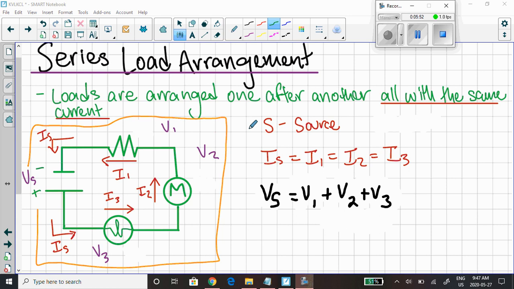Now, most circuits don't have just one load. Most circuits have more than one load. And one of the ways that you can arrange the loads is in a style called series. Series load arrangements, and the loads are arranged one after another, all with the same current.